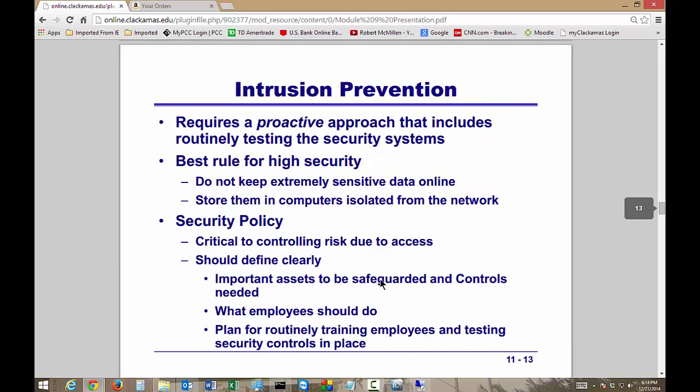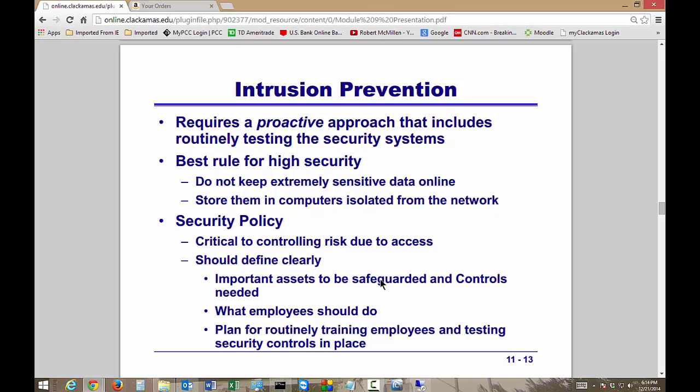online. Saudi Arabia actually did this, and they kept their oil well information on a network that wasn't connected to the internet. So when hackers brought down their office computers, they were able to continue to pump oil because those computers were not on the internet. So that would be one way to do it, or store them in isolation away from the network.